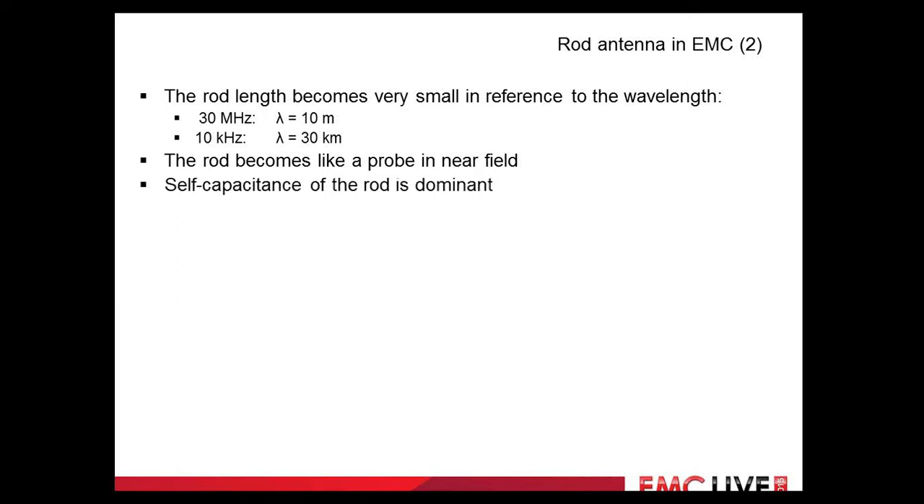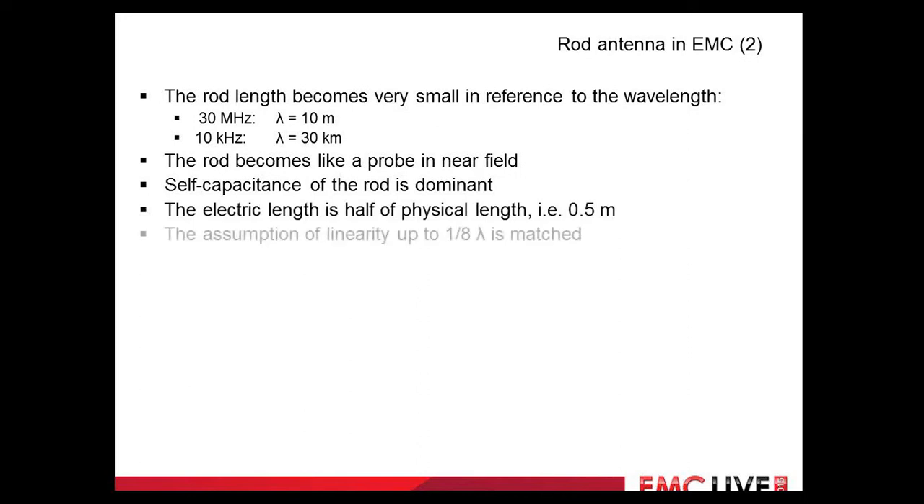However, the characteristics, the complex impedance of the rod with respect to the RF field in this particular condition, show that the self-capacitance of the rod antenna is dominant over inductance and resistance. The electric length is half of the physical length, so we are speaking about half a meter. So we will measure a voltage across half a meter in practice.